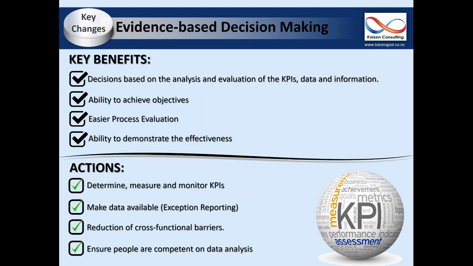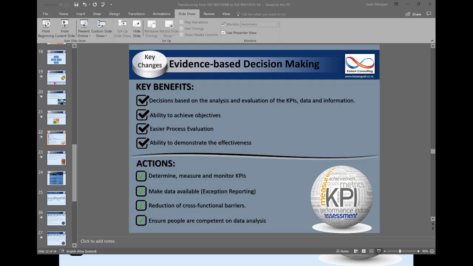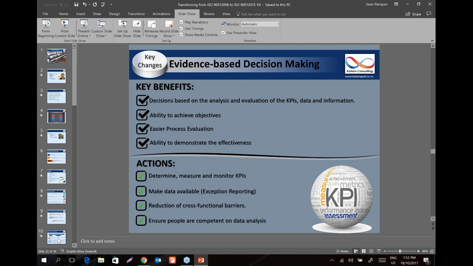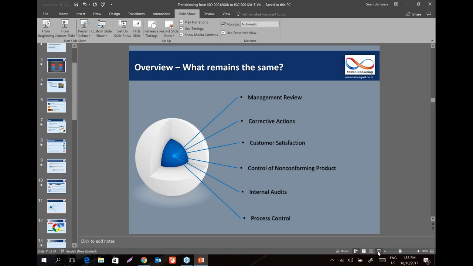In my experience, huge aspects of their focus would be on the changes. But if you refer back to the slide that I put on the core, what remains the same, they would certainly review this. These are just standard; any auditor will look at your corrective action system, customer satisfaction, management review, internal audit, process control, non-conforming product. I have not come across any audit that would not touch on these. These are the foundation of your system.